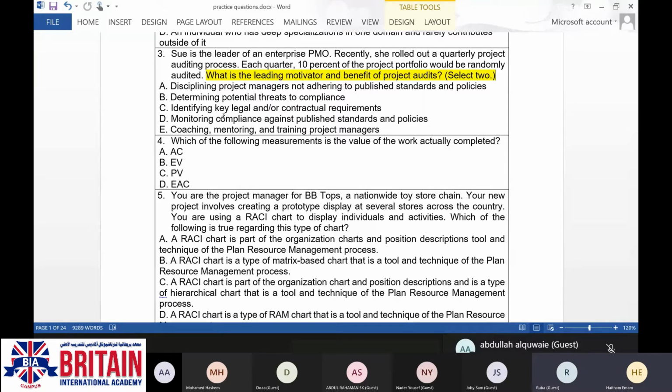You are the project manager for BB Shops, a nationwide toy store chain. Your new project involves creating a prototype display at several stores across the country. You are using a RACI chart to display individuals and activities. Which of the following is true regarding this type of chart? Okay, first of all, what is the RACI diagram?